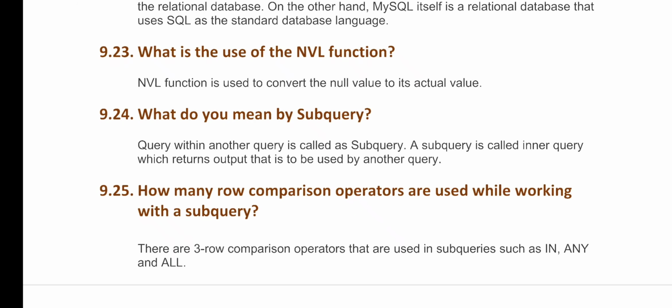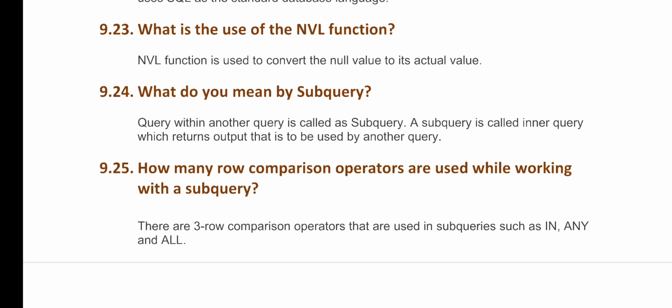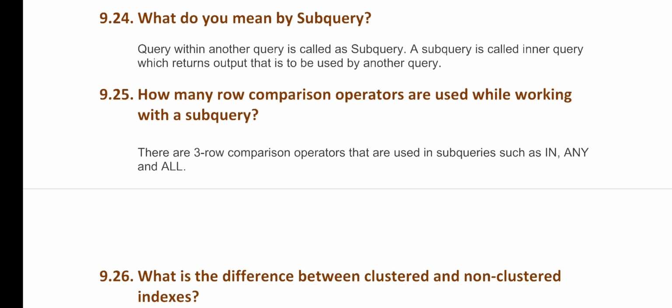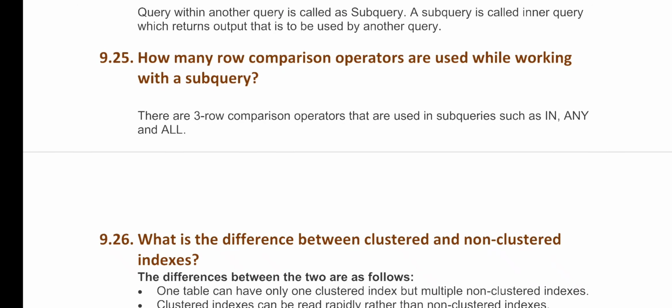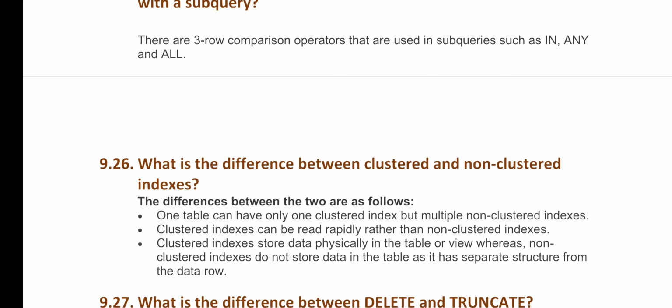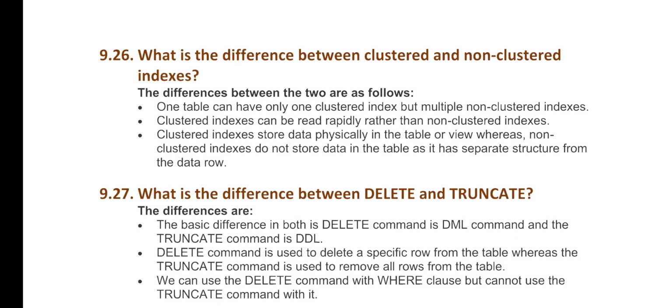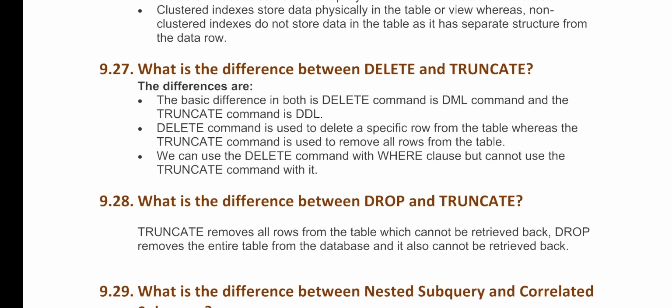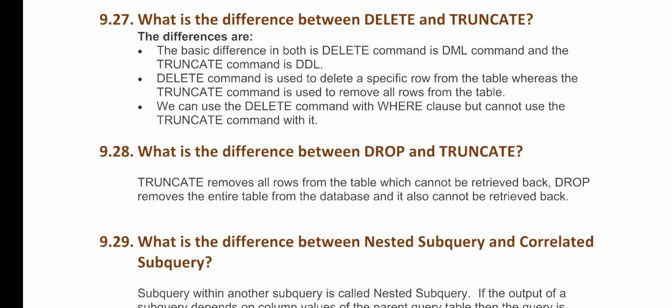NVL is nothing but null value, guys. Okay, and what do you mean by subquery? How many row comparison operators are used while working with a subquery? What is the difference between clustered and non-clustered index? What is the difference between delete and truncate?